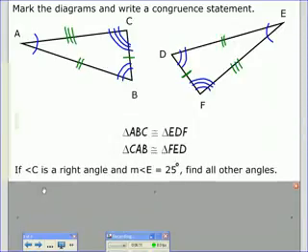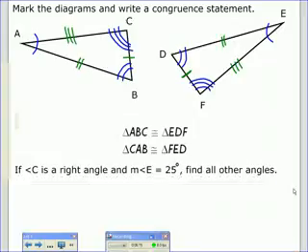If angle C is a right angle and angle E is 25 degrees, find all other angles. Okay, so we're told angle C is a right angle. That must mean that it's 90 degrees. That's a definition of right angle. So if angle C is 90 degrees, since these are congruent triangles, angle F must also be 90 degrees.